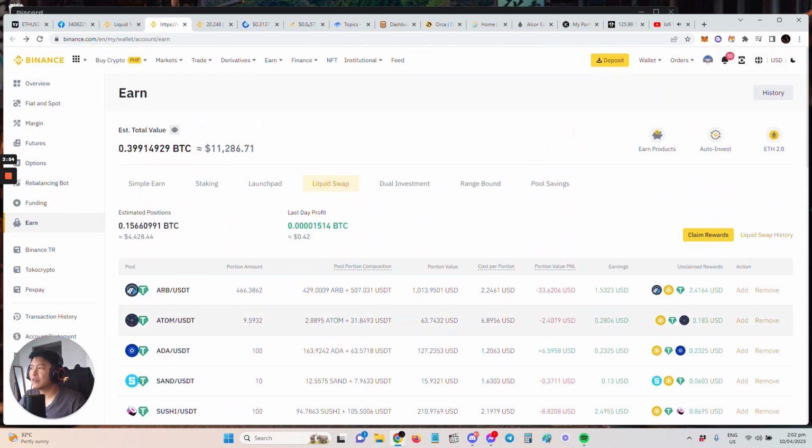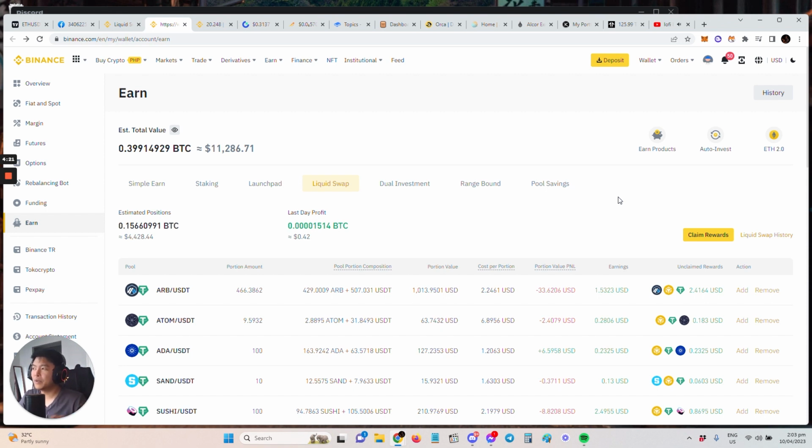Hindi ganun kalaki yung bagsak niya. Let's say it's 50% lang yung bagsak niya, yung damage, pataas or pababa. So, halimbawa, if aakyat yung coin ng 10%, only 5% yung makukuha mo doon na gains kasi kalahati nasa stables. Same thing is true pagka bumagsak. Let's say bumagsak siya ng 50%. Then instead of 50% damage, you only get a 25% decrease in your investment kasi kalahati nasa stables.